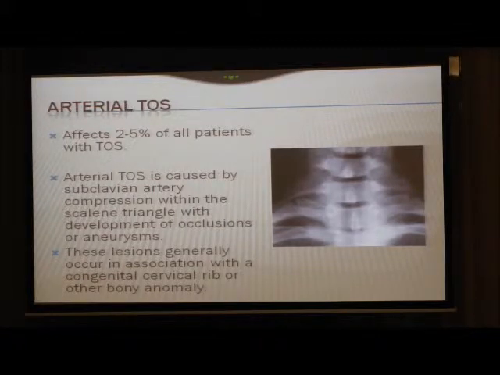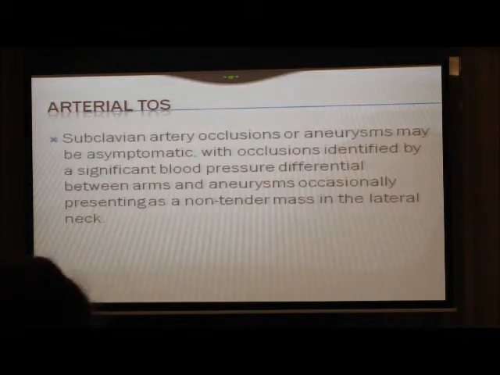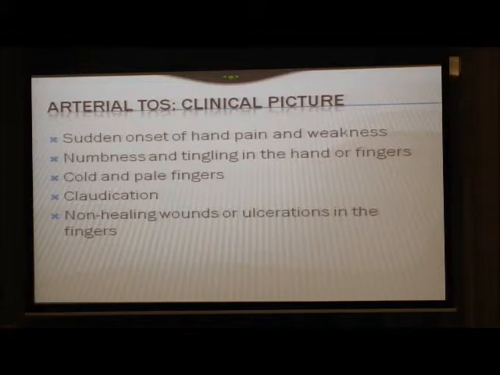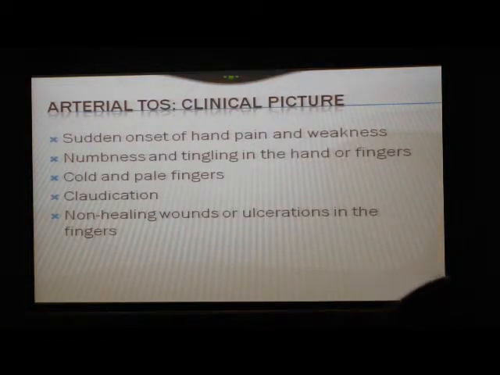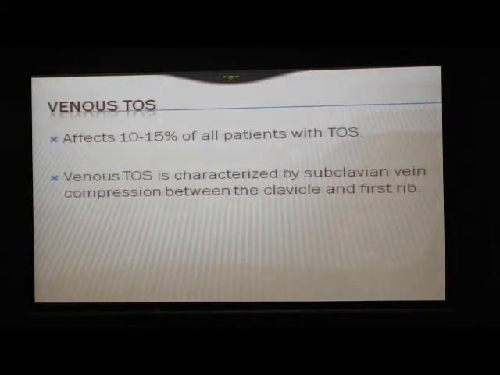Arterial TOS affects just a minority of patients and is given by a compression of the subclavian artery within the scalene triangle that might lead to development of occlusions or aneurysm. Arterial TOS generally presents a sudden onset with hand pain and weakness, numbness and tingling in the ends of fingers, and the patient can present cold and pale fingers, claudication. And treatment is based on anticoagulation, and there can be surgical treatment consisting of resection and graft reconstruction.